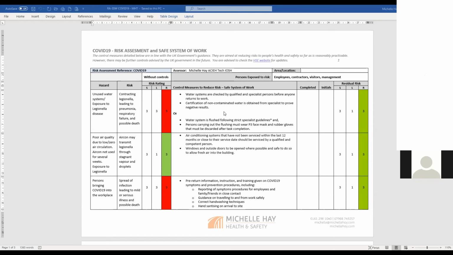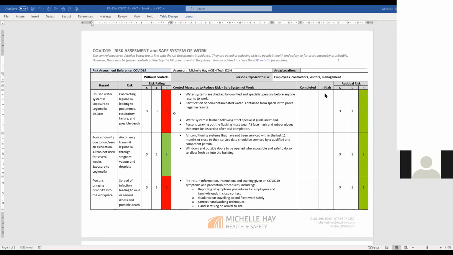That's the ultimate control, isn't it? Certification of non-contaminated water is obtained from specialists to prove negative results. That first one is doing everything that is reasonably practicable. That's your ultimate: we've done it, we've controlled that risk. Or the water system is flushed following strict specialist guidelines, and there are some out there, and persons carrying out the flushing must wear a P3 mask and rubber gloves that must be discarded after task completion. There's a completed date there, initial signed off, and again you can keep track of this.